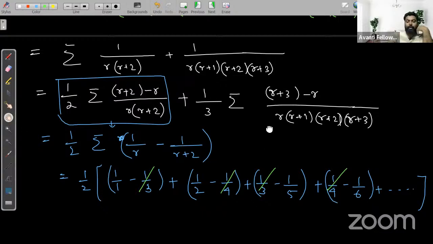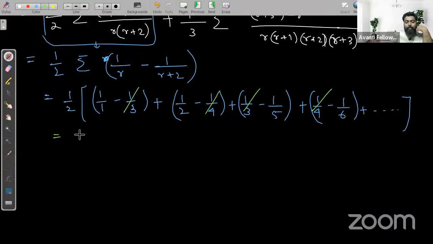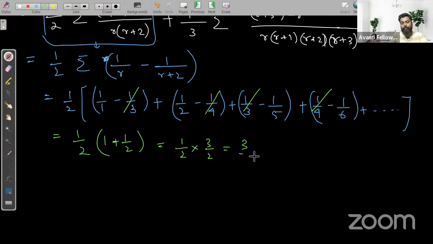So finally what are you having? I am having 1 by 2 into 1, this term, then 1 plus 1 by 2, and in the last term, in the denominator, you will be having n. Then when you apply n tending to infinity, this becomes 0. So 1 into 1 half into 1 plus half, that is 1 by 2 into 3 by 2. So this becomes 3 by 4.